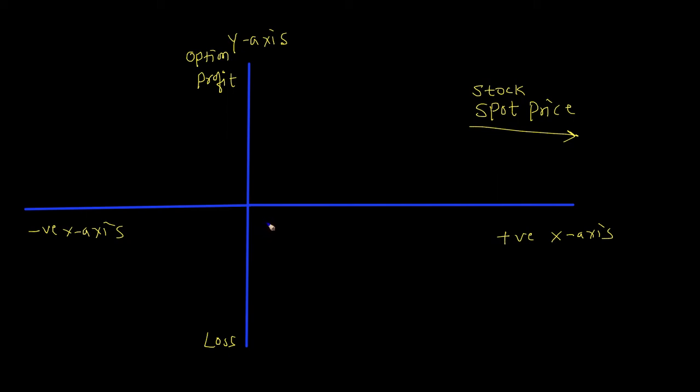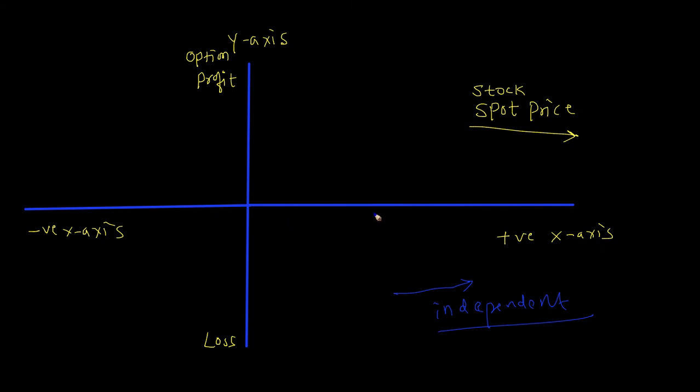To draw a graph in two dimensions, we have the x-axis and y-axis. This is the origin, this is the positive x-axis, this is the negative x-axis, this is the positive y-axis, and this is the negative y-axis. Normally, on the positive x-axis we have the independent entity. What can be the independent entity? The underlying asset. It may be a stock or index.